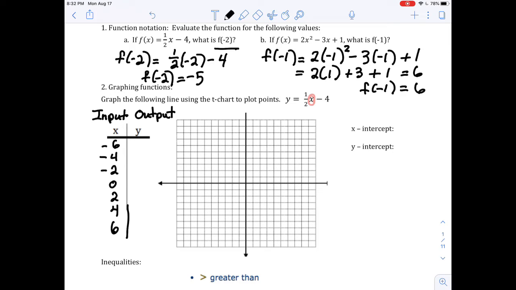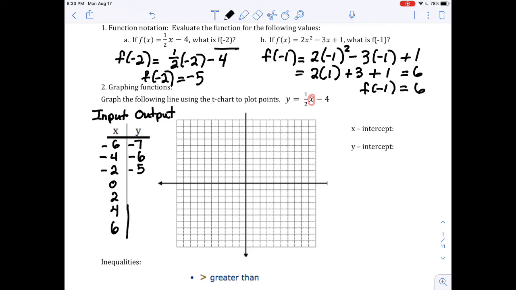So -6 multiplied by 1/2 is -3. -3 subtract 4 is -7. 1/2 times -4 is -2. -2 minus 4 is -6. 1/2 times -2 is -1. -1 minus 4 is -5.